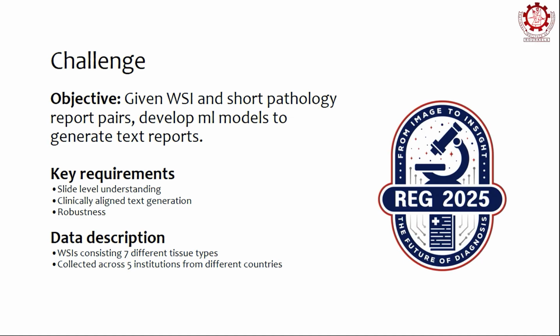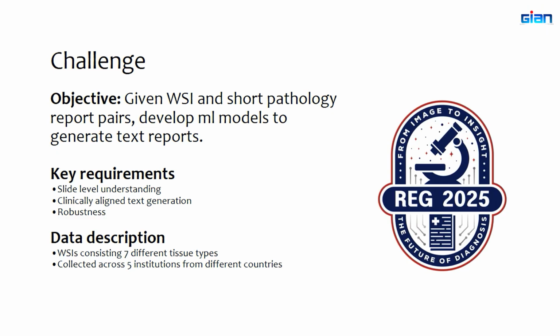So the objective was, given a whole slide image and short pathology report pairs, can we develop machine learning models to generate these text reports? And this is the data description, 7 different tissue types. They were collected from 5 different institutions, and this was from multiple different countries. This was actually organized by a few hospitals in Asia.